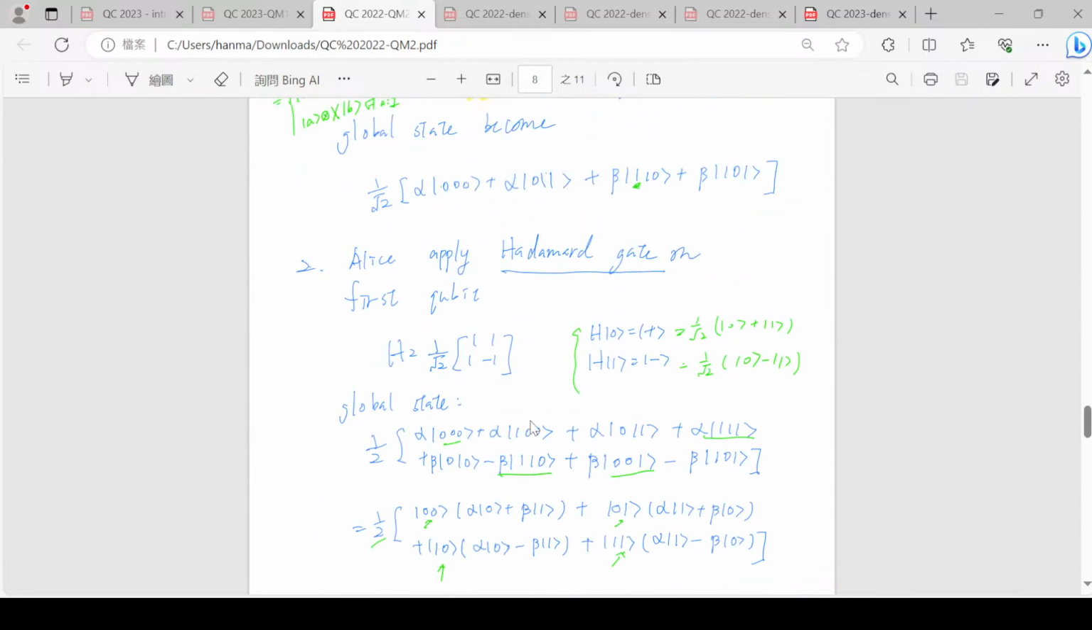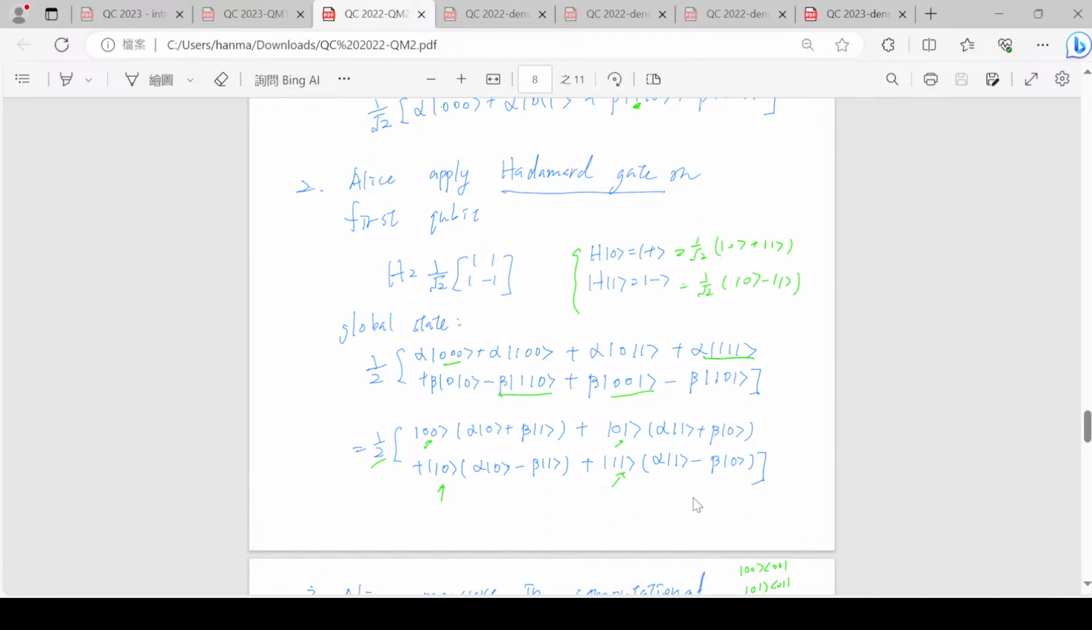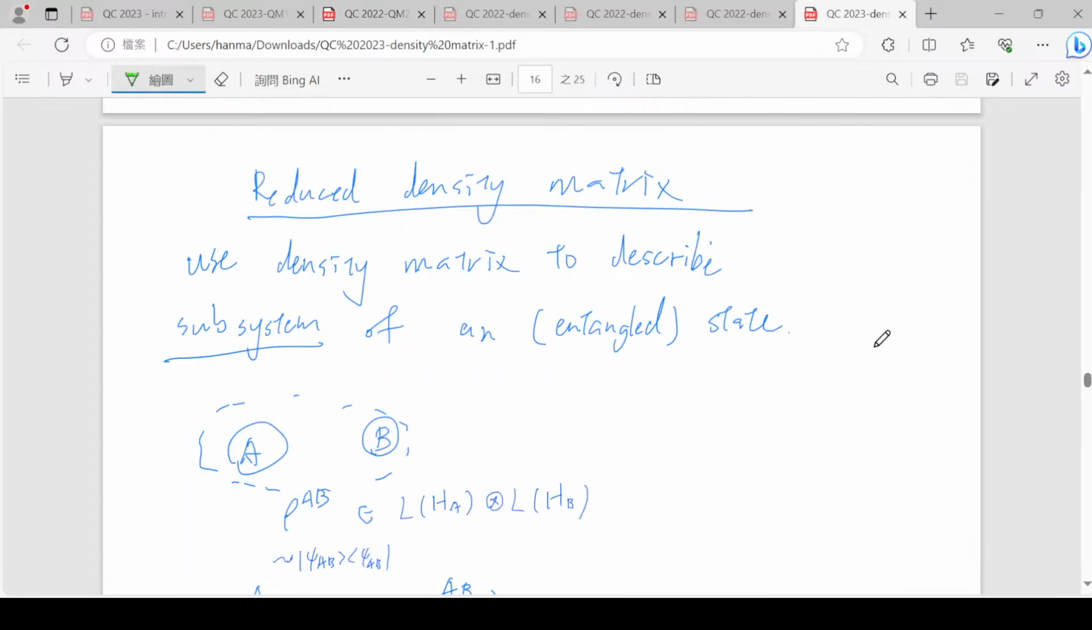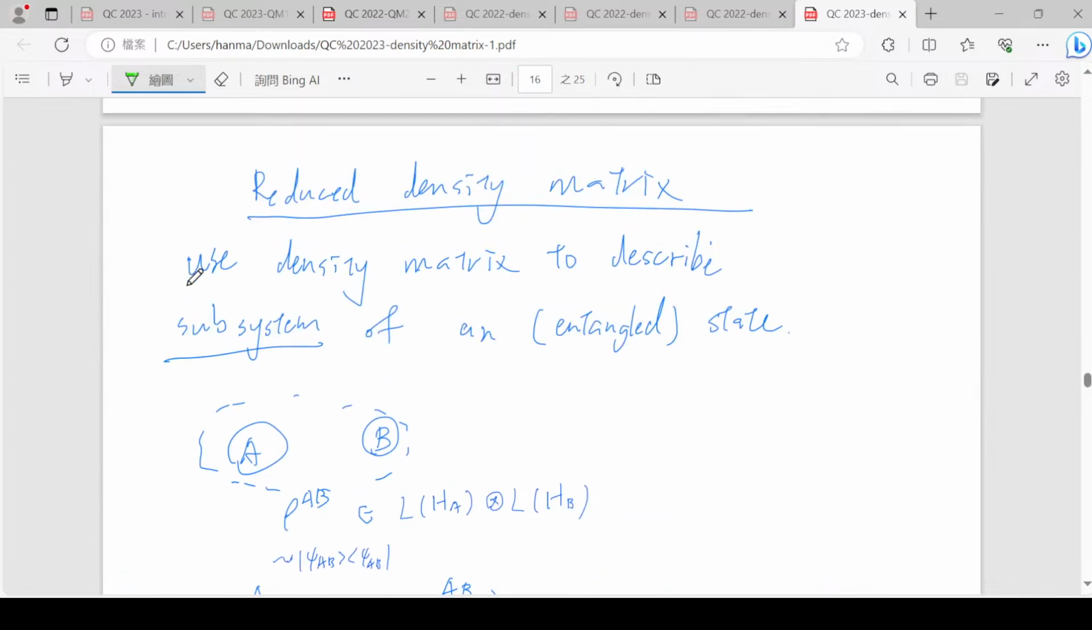So in teleportation, we see that the global state is this. In some step, the global state is this, with Alice holding 2 qubits and Bob holding 1 qubit. And we can describe the state Bob is in by calculating its density matrix. The operation we need to do is the reduced density, I guess the partial trace operation. The partial trace is how you calculate the reduced density matrix of an entangled state.